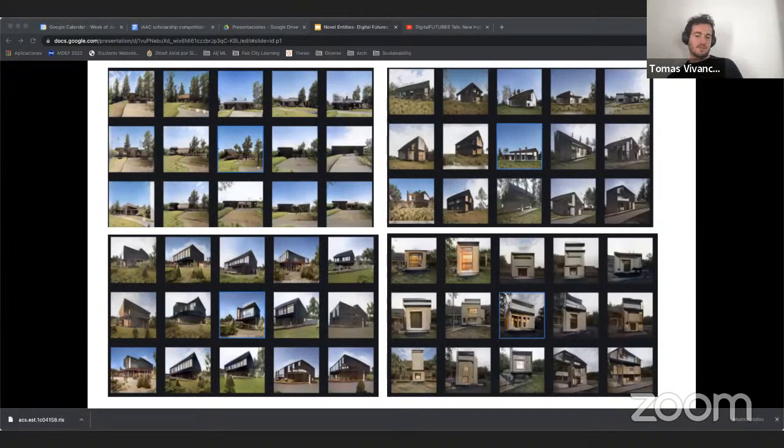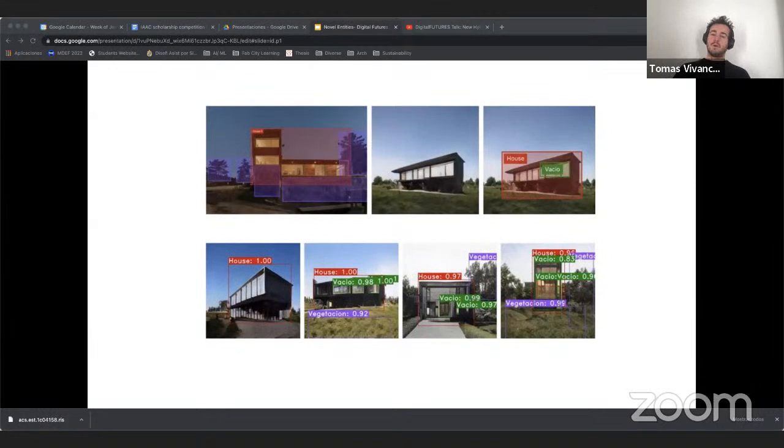And here you can see some images of the latent vector space. And also what we did with these houses, in order to test the model again, is that we trained an AI-based model to detect objects. So we trained the model to say whether what it is looking at, with the synthetic images, might become a house or might become a void.